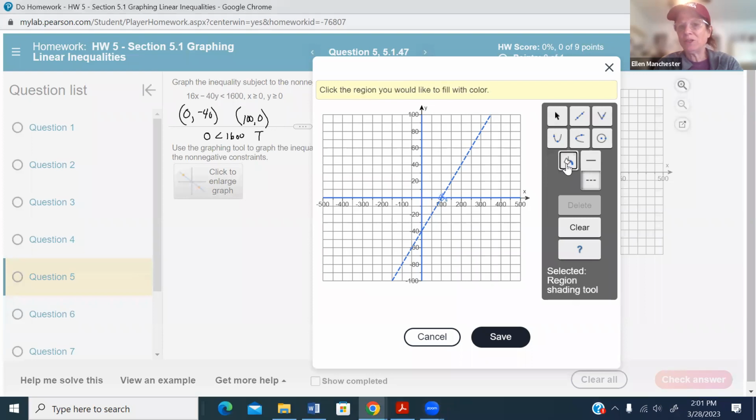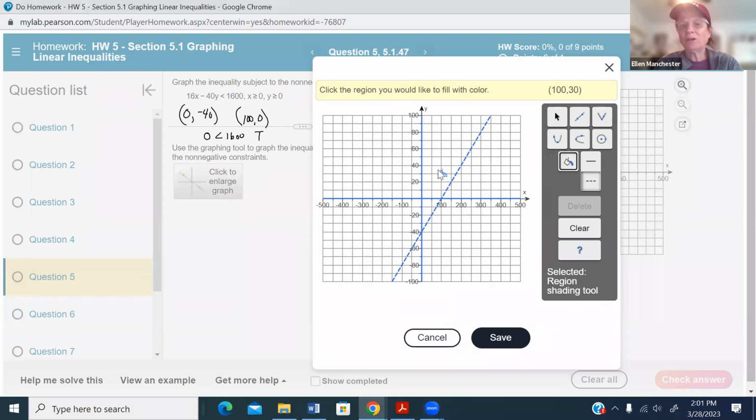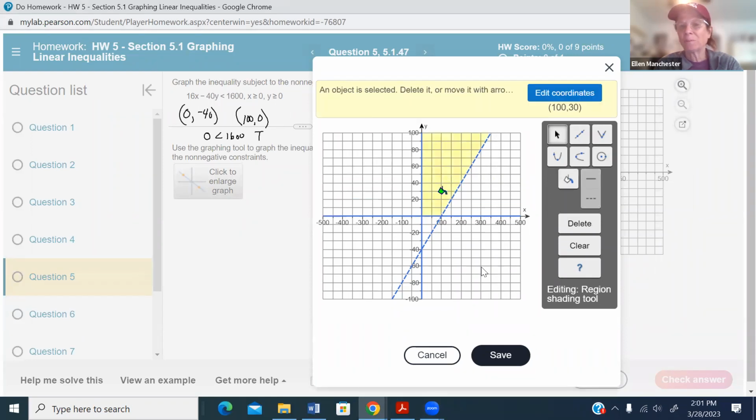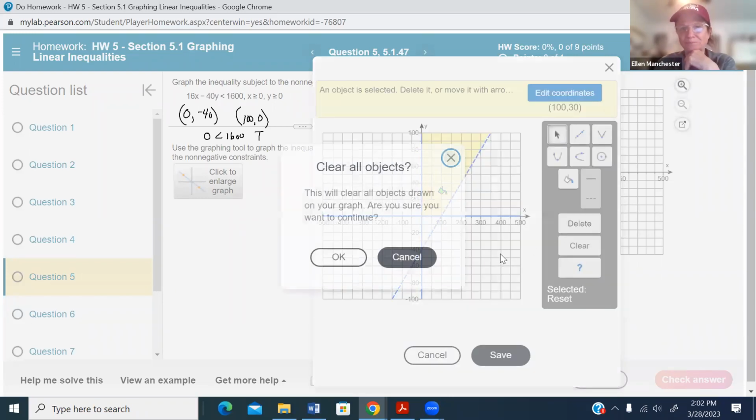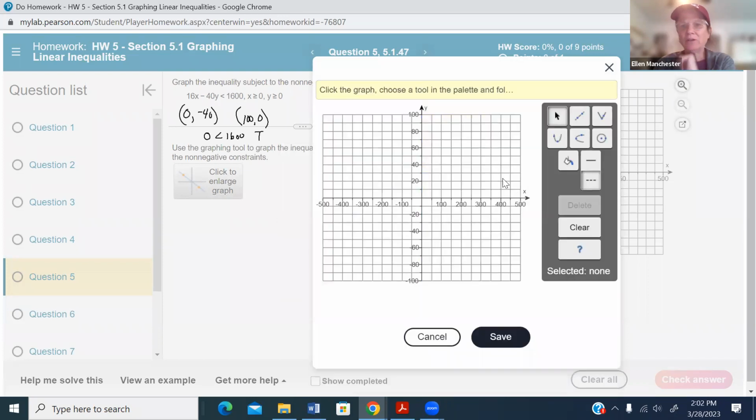I'm going to pick up my shading tool, come over here, place the can just one time, and watch. It will only shade in that first quadrant. See how it blocks it off just into the first quadrant. If these two, x and y greater than or equal to 0, were not there, then it would shade everywhere. Let me show you that real quick. I want to clear everything.